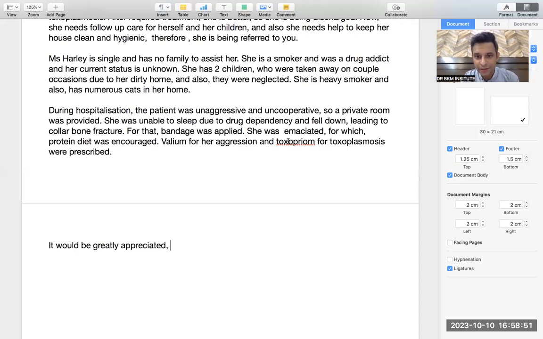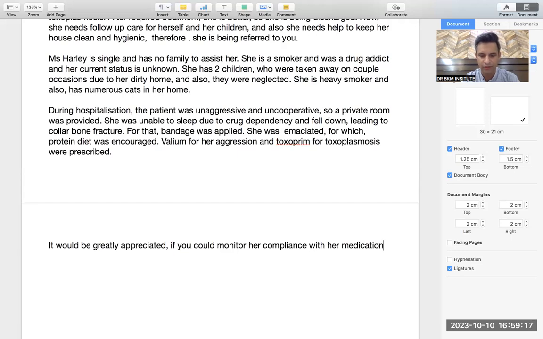Now this is the thing to understand. When you write this Toxoprime medication, and then immediately in the next paragraph you talk about the same thing, you are making it cohesive. So it would be greatly appreciated. Always start discharge plan letters like this. If you could continue, or if you could monitor her compliance with her medications. You don't have to write toxoplasmosis because you have just written about this.